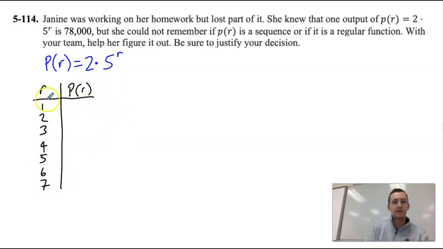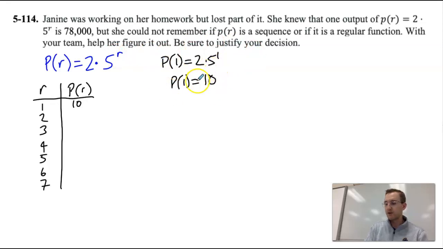Again, we're plugging in our value for R. For example, P of 1 would be 2 times 5 to the first power, which means that P of 1 is equal to 10. And it's the same process as we go down the line. I'm not going to write down every single step, but basically our pattern, our multiplier, is multiplying the previous term by 5. Our initial term would be 2 here, so we're just taking the previous number and multiplying by 5. So let's do that as we go down.